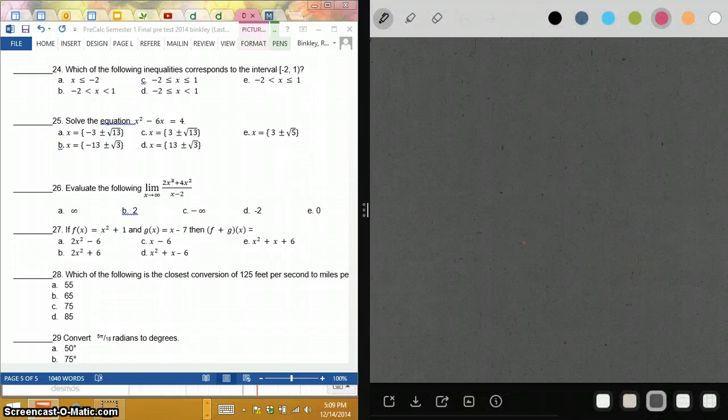28. Which of the following is the closest conversion of 120 feet per second to miles per hour? So I just used, oh man, Mr. Zielinski just told me what it was called. You know, whatever you use in chemistry and I can never remember the name for it. It'll come to me in just a second. It starts with the D. So we have 125 feet for every 1 second.